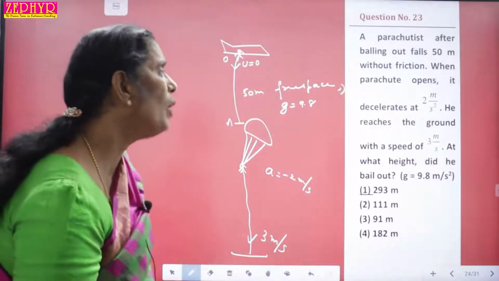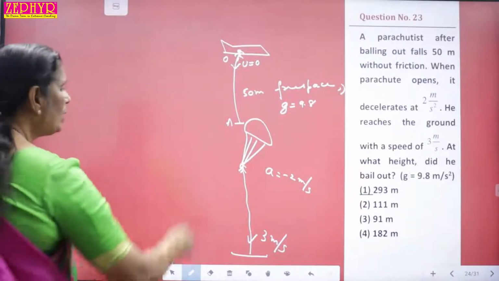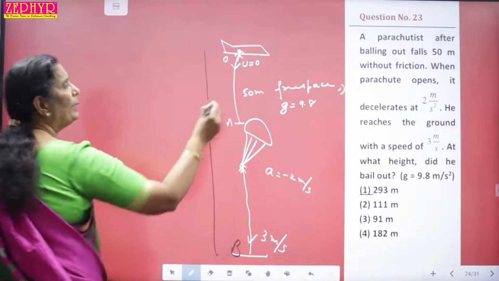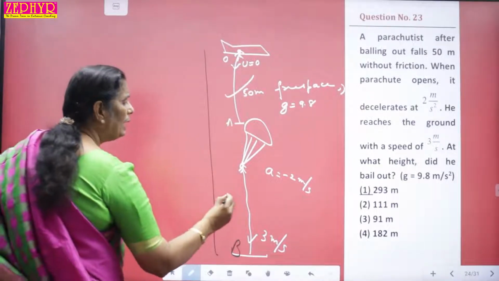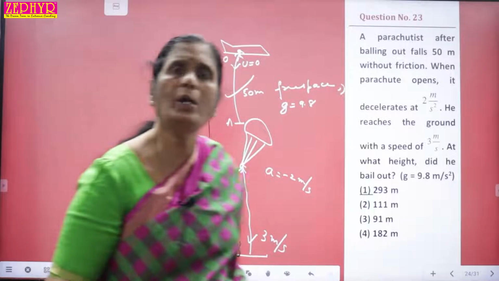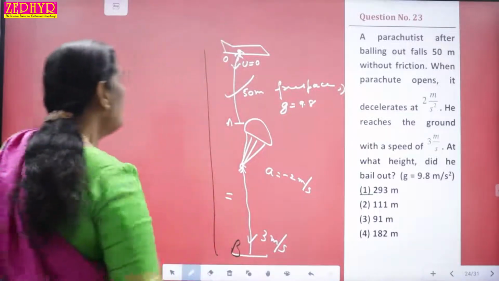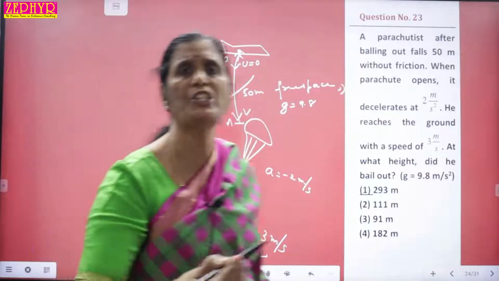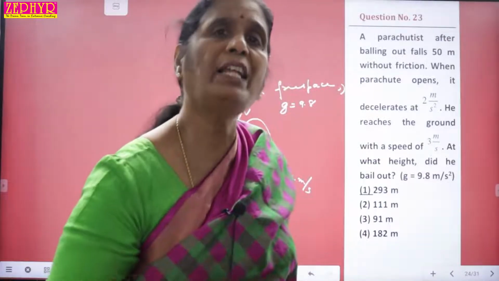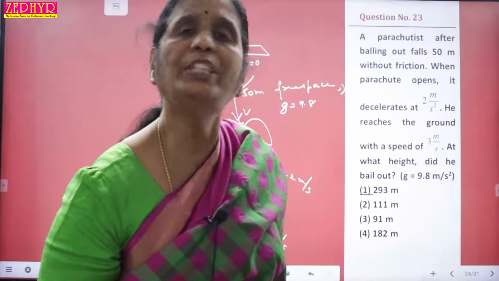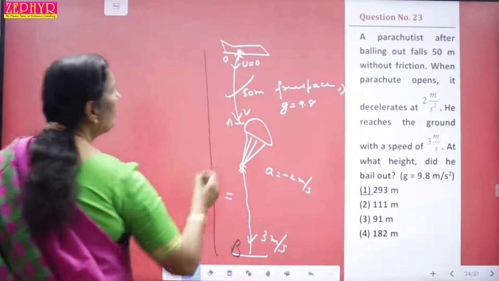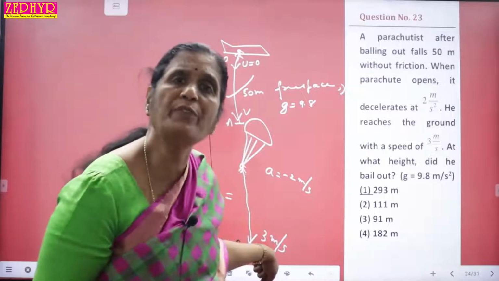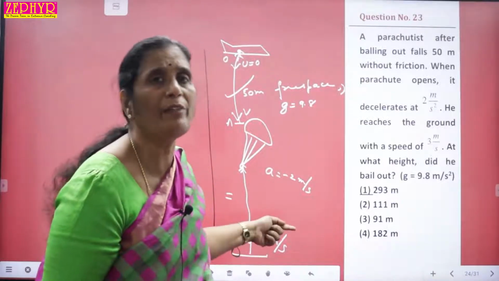But we want to know at what height he bailed out. Total distance is what we need, so that means we need OB. But OA is already given, so we only need to find AB and then we get the total answer. How do we find AB? First find the velocity here, because one part is with acceleration due to gravity, the other is with the acceleration of the parachute. So we have to do it in two parts. First I will find the velocity at point A. That will be the initial velocity for the journey AB. Then I can find the distance.